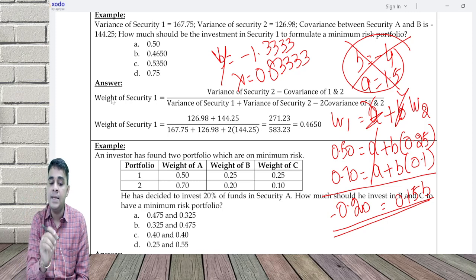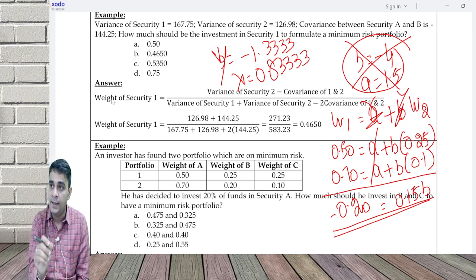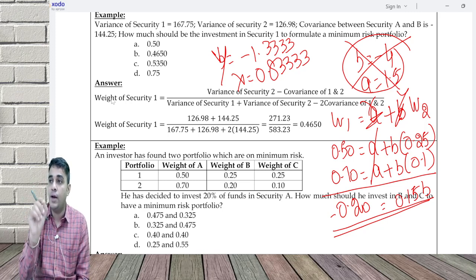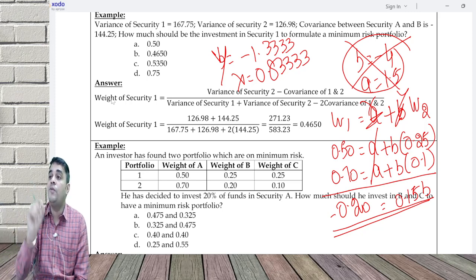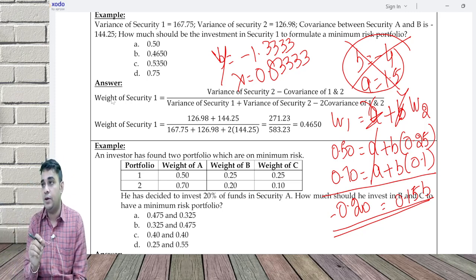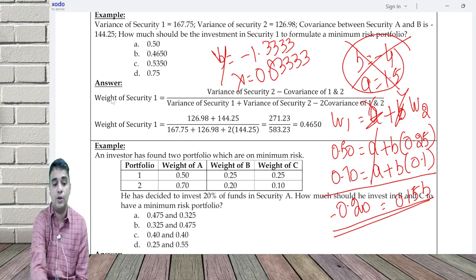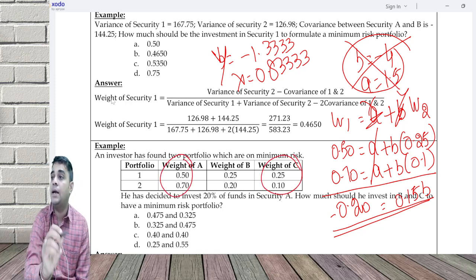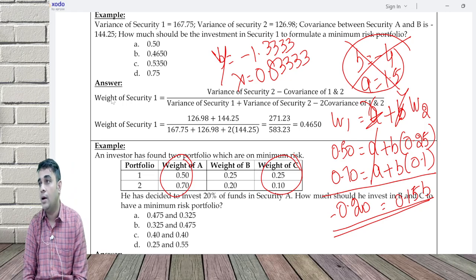So the equation is: weight of first security is equal to 0.8333 minus 1.3333 into the weight of security C. That's the equation you want to check. You can check at these two places whether it's happening or not.